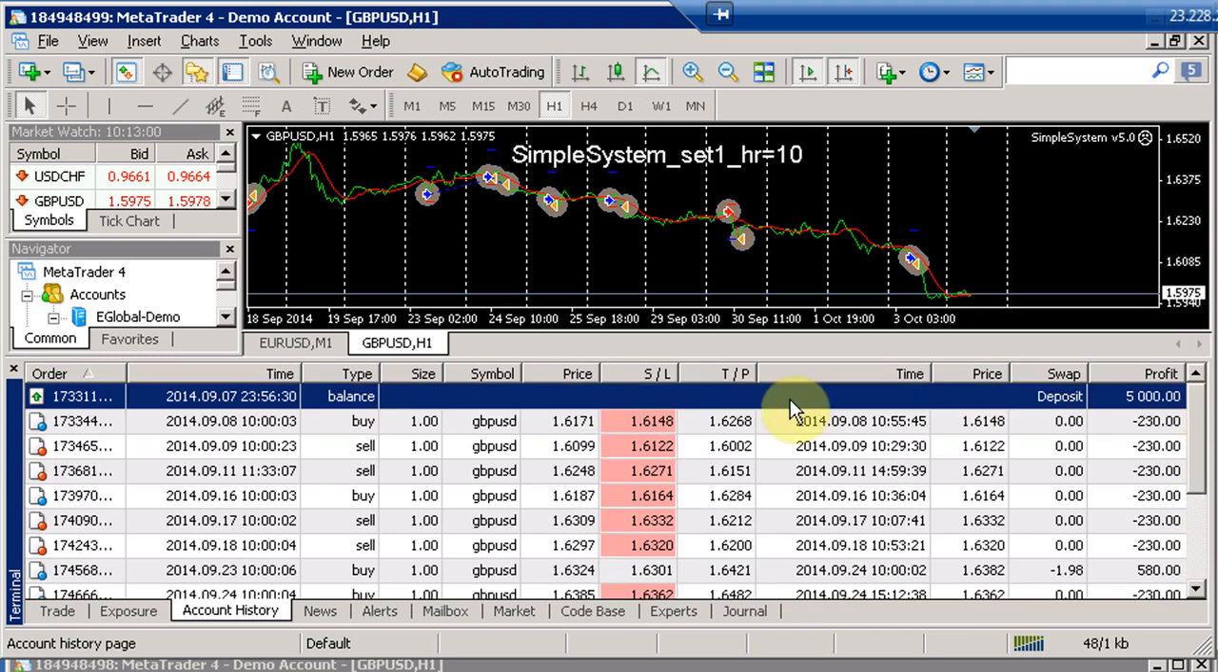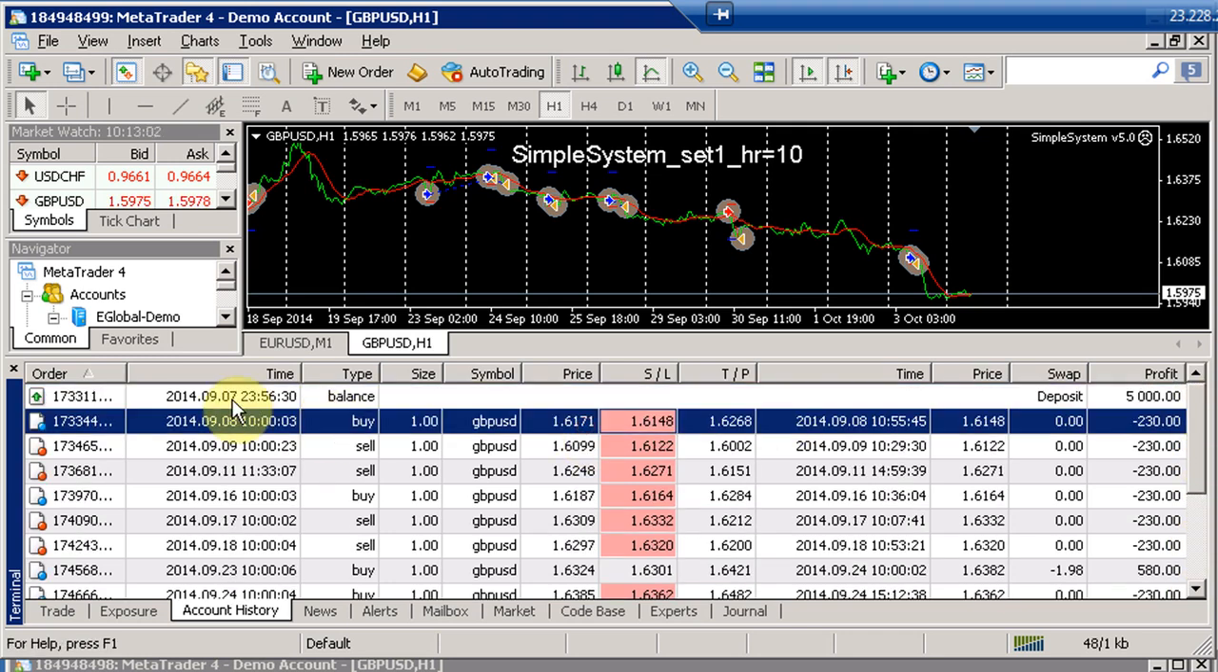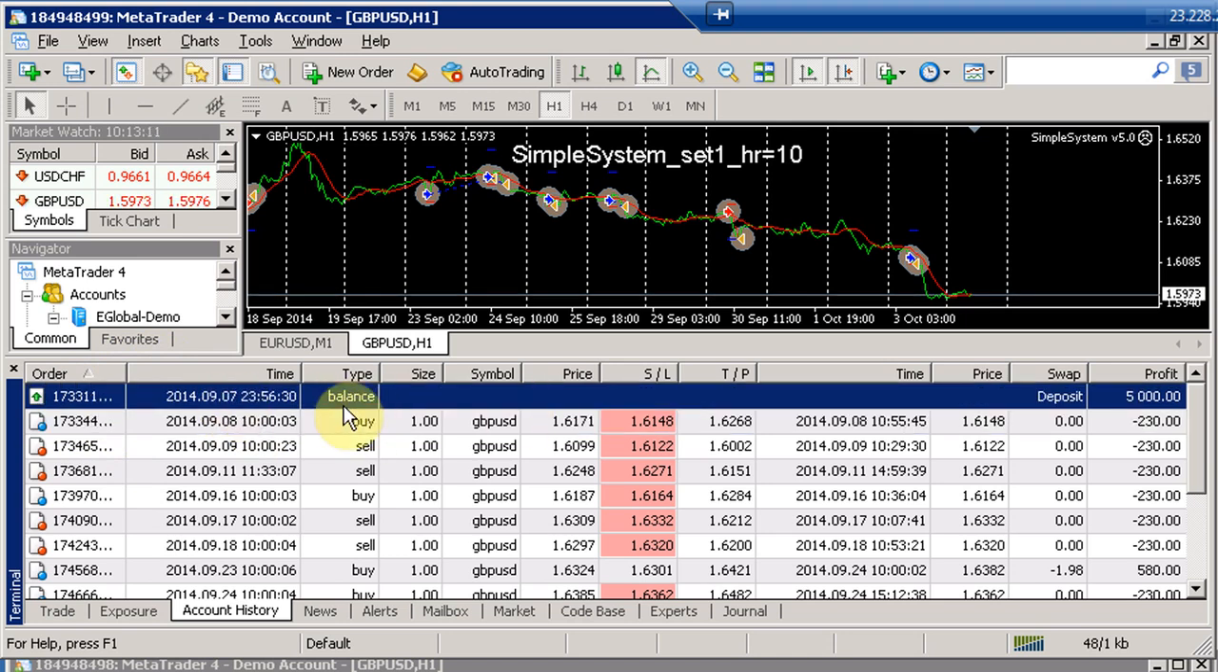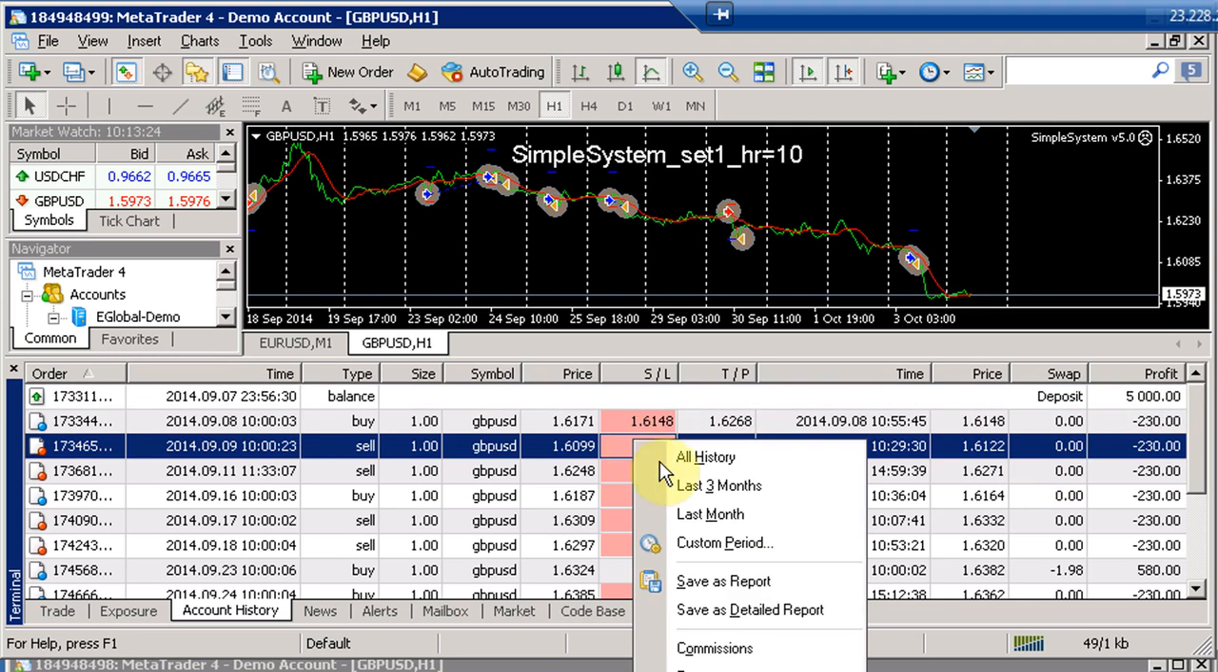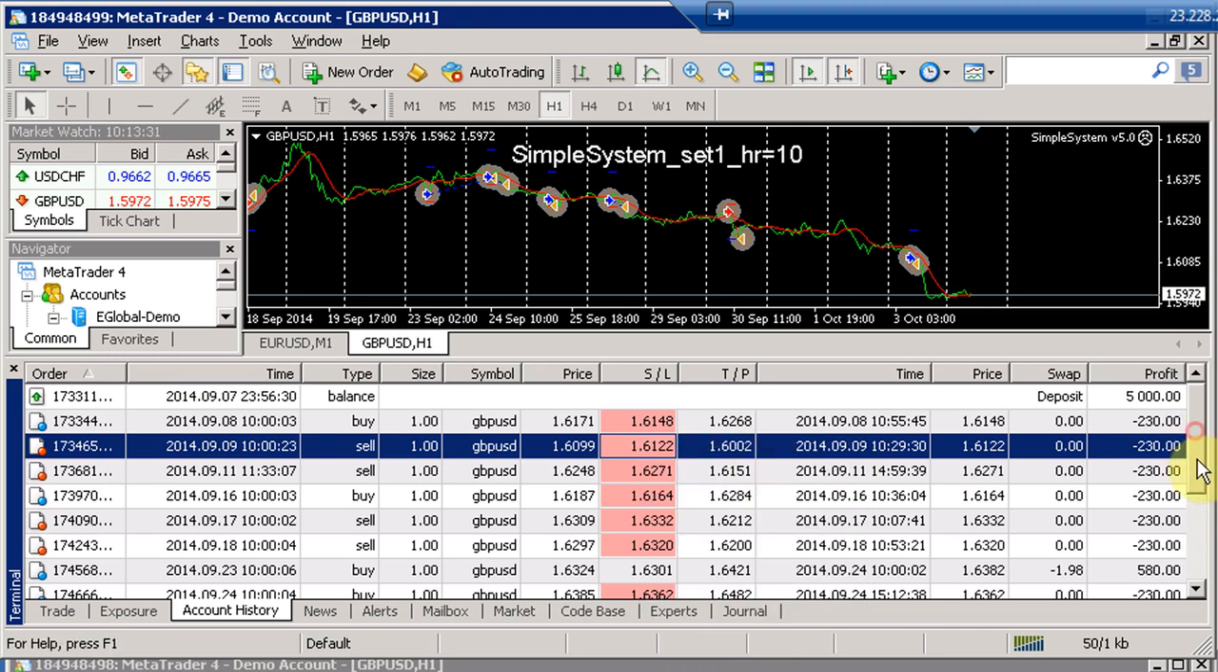And a good checking point for this is if you look at the very top, if the trades are sorted by the order number or by the time they were created, at the very top you should see a deposit onto your account. That was the initial deposit onto your demo account, or if it's a real account, onto your real account. So that's a good control point. Because sometimes if it's not set to last month, it might be set to last 3 months or to a custom period. So just make sure you click all history so you are seeing all of the trades.